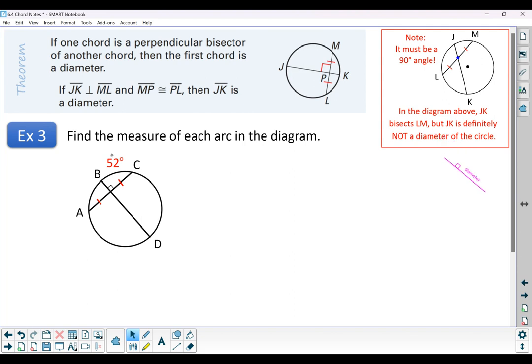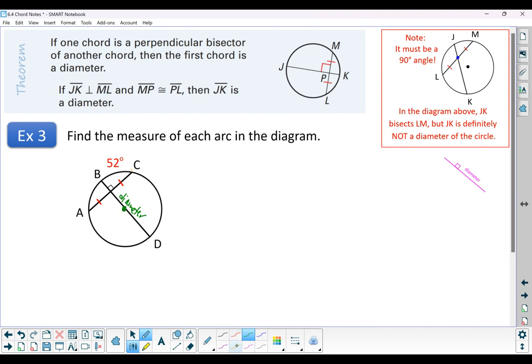Okay, so we've got our example 3 here. Find the measure of each arc in the diagram. And so we need to find these 3 arcs. Well, we have a perpendicular bisector. So the chord from A to C is cut in half, and BD is perpendicular to AC. So that means that BD is a diameter of the circle. It goes through the center.